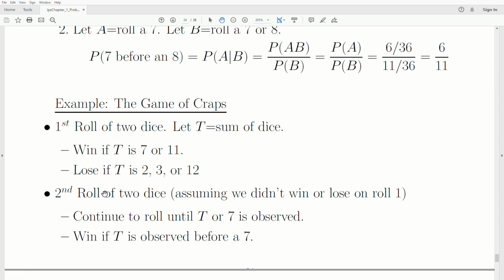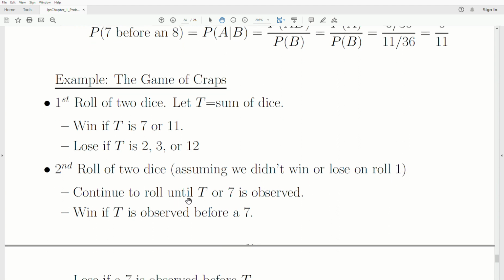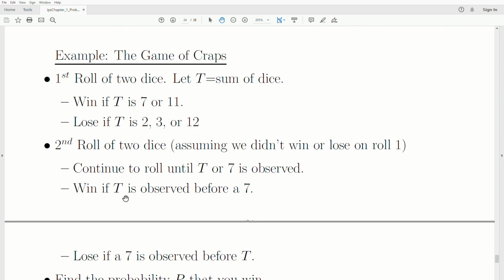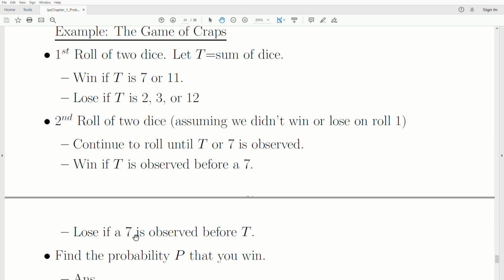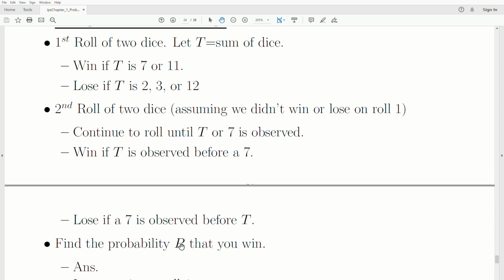On the second roll of 2 dice, assuming we didn't win or lose on roll 1, we continue to roll until t or 7 is observed. Remember, t is what we rolled on the first roll, so it's a number not one of these 5. We win if t is observed before 7, and we lose if a 7 is observed before t. So we want to find the probability p that we win.